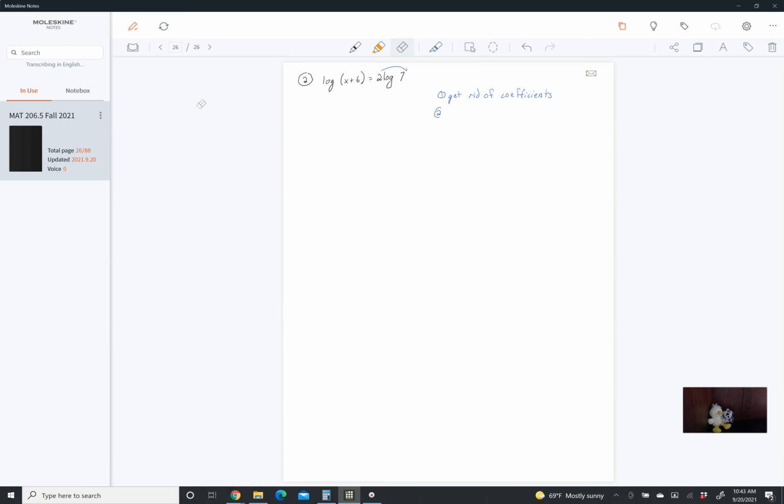And then we can say if the bases are equal, the arguments are equal. So it's going to be log of x plus 6 is equal to log of 7 squared. And now we can say x plus 6 equals 7 squared. 7 squared is 49.